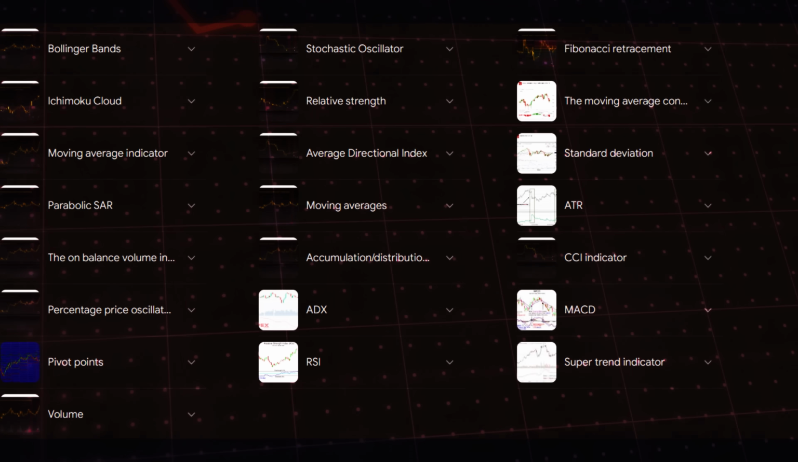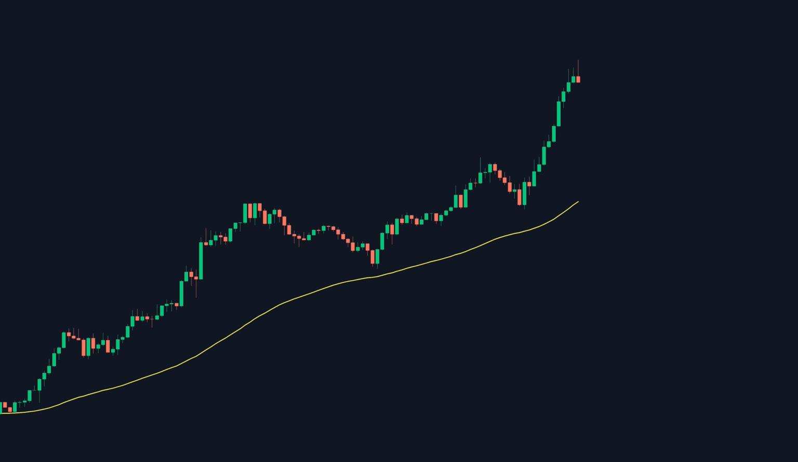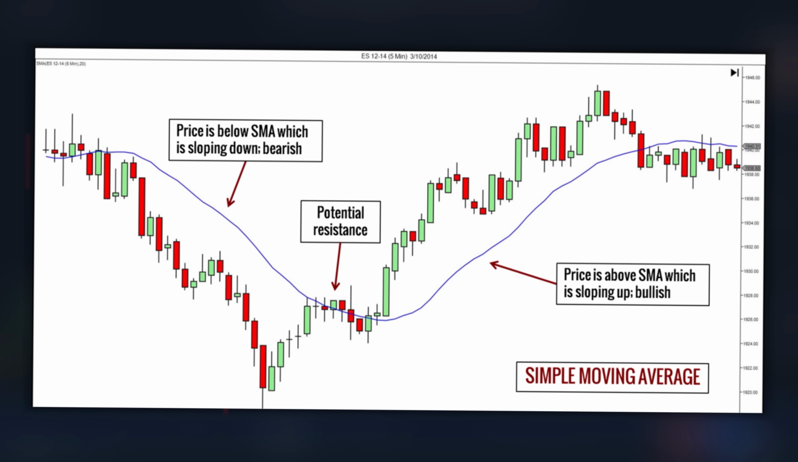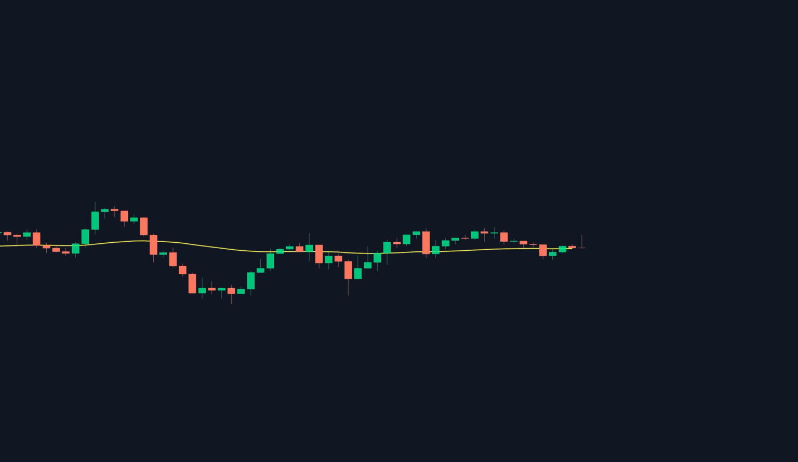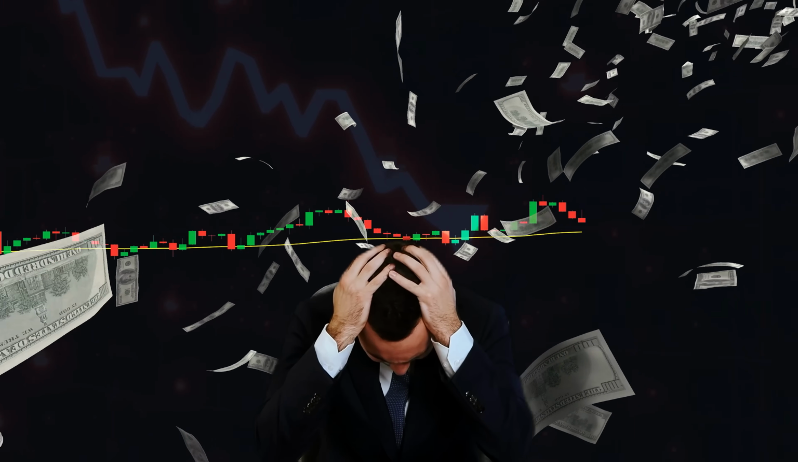Trending indicators usually suffer and perform terribly in ranging markets. Why, you may be thinking? Well, it's because these indicators, like the moving average, can do a pretty good job when the market is trending, but as soon as the market starts ranging, they end up giving a bunch of false bullish and bearish signals. This can lead you to losing all your money.